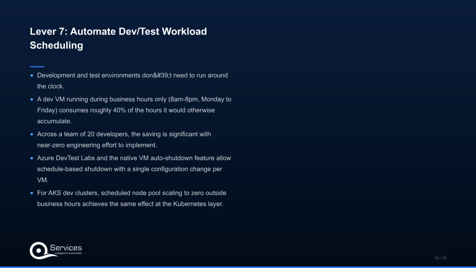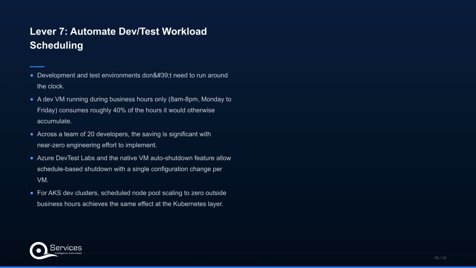Now, Lever 7, automate dev/test workload scheduling. Development and test environments don't need to run around the clock. A dev VM running during business hours only consumes roughly 40% of the hours it would otherwise accumulate. Across a team of 20 developers, the saving is significant with near zero engineering effort to implement.